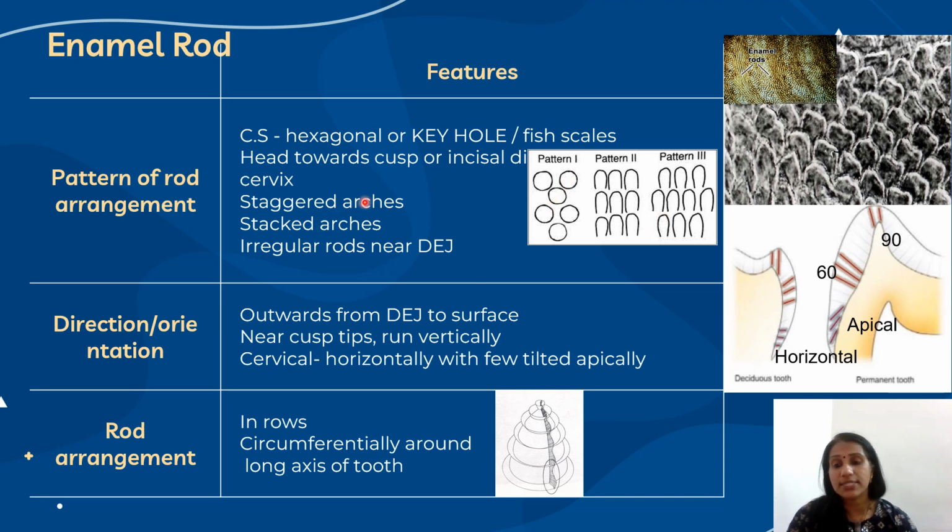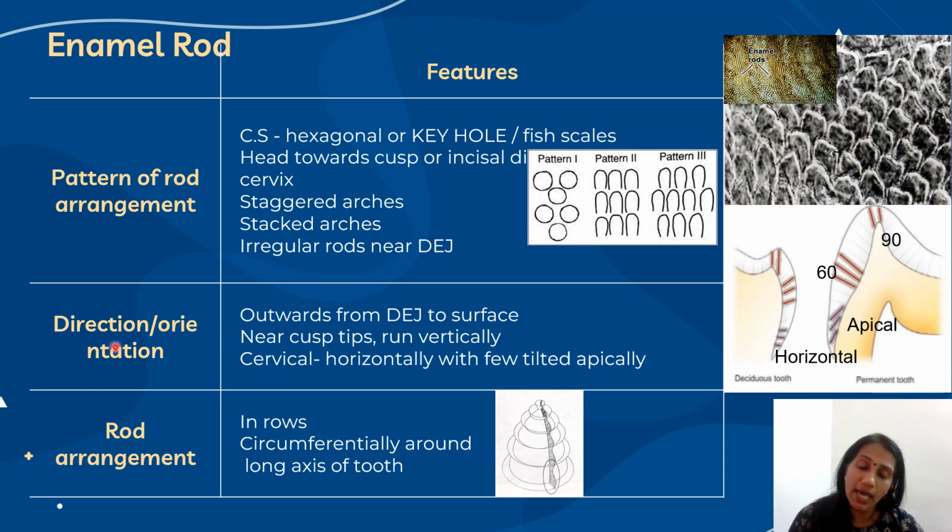And you have patterns like staggered, stacked, and irregular. Staggered is irregularly arranged but in rows. Stacked is when it is neatly arranged in rows. And the main pattern which you can see, like I said, is a keyhole pattern, or it is considered a fish scale pattern. It appears like a keyhole, so it is called a keyhole pattern.